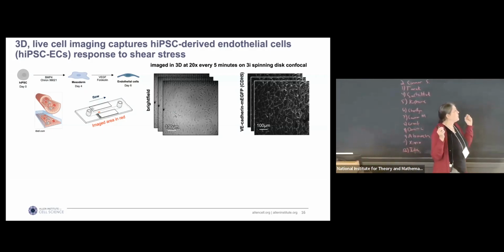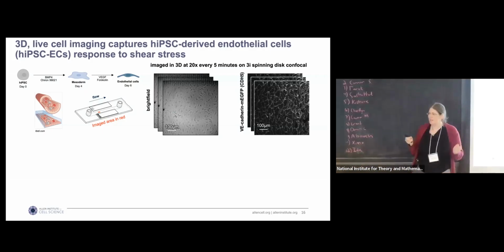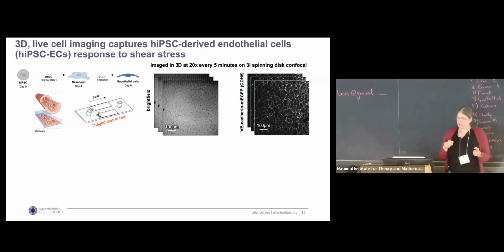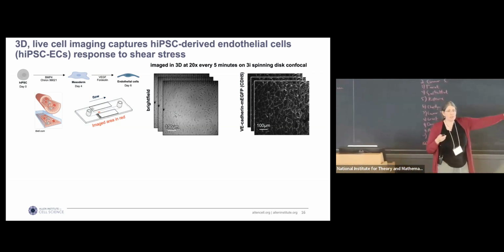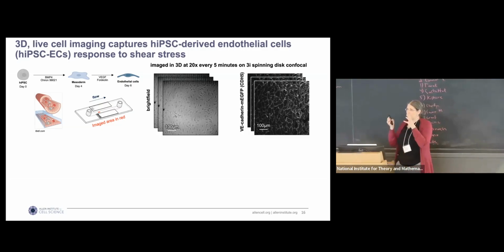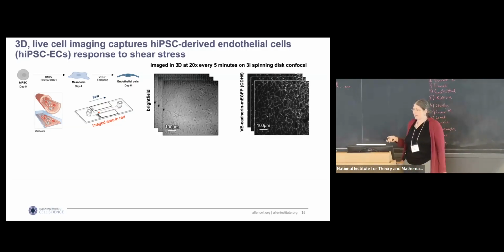They are hiPS-derived endothelial cells. Endothelial cells usually line blood vessels, and so they experience a lot of shear stress, and they behave and respond to the shear stress. We're going to image these in brightfield, and we're going to image these by tagging with GFP the protein that forms the adherens junctions, the cell-to-cell junctions between the cells.